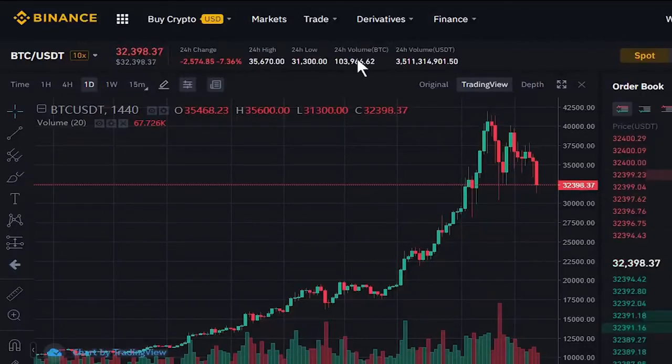This is the volume traded in the past 24 hours in terms of number of coins, which is something like 103,000 coins. And here the 24 hours volume in terms of Tether, which is actually the dollar amount of trading volume, is more than $3 billion, as you can see.